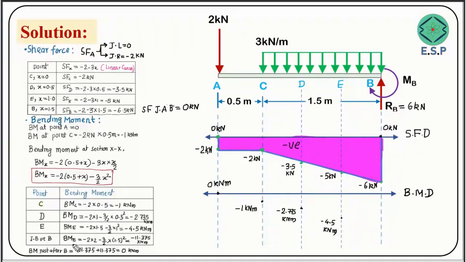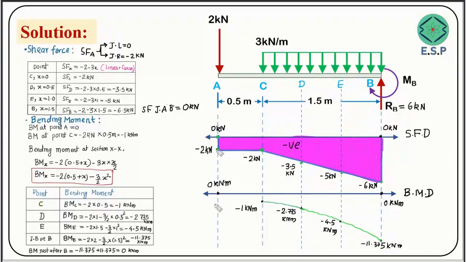And at point B, just before it is minus 11.375 kilonewton meter, and just after it becomes 0 kilonewton meter. This variation, friends, its expression is in terms of x square. So this is a second degree curve variation, something like this.